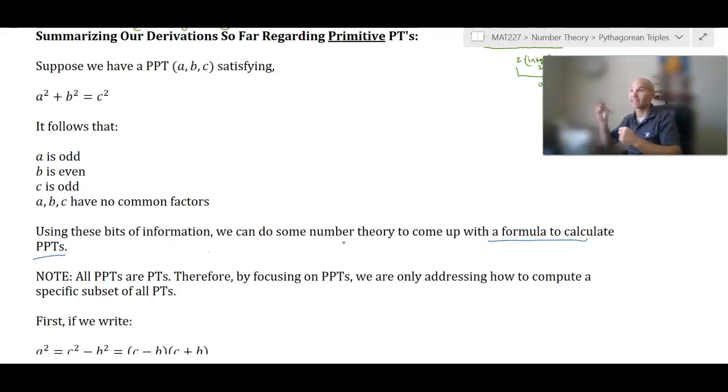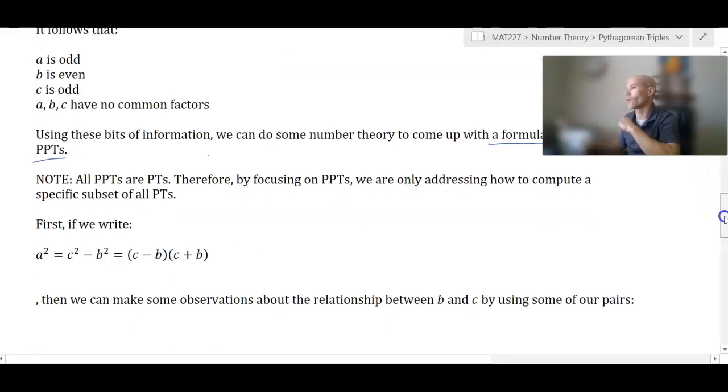6, 8, 10 is one Pythagorean triple, but it's not a primitive Pythagorean triple because 6, 8, and 10 have a common factor of 2. So we're going to develop a formula that allows us to compute primitive Pythagorean triples, which is just a subset of all the triples there are.